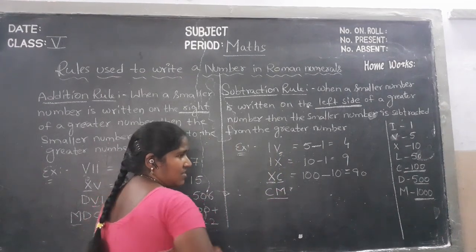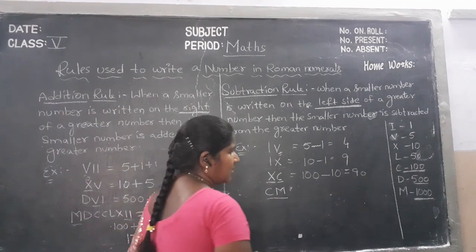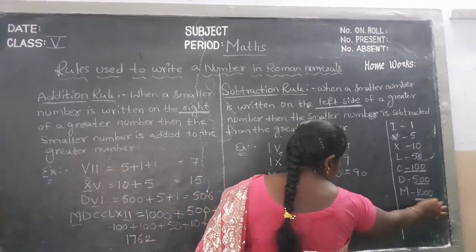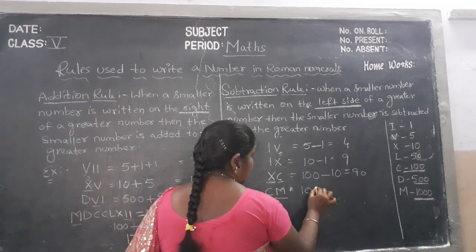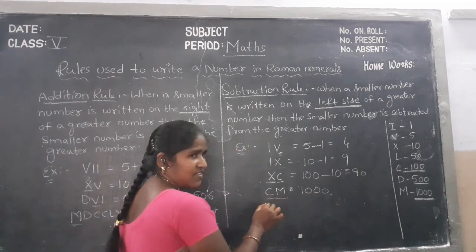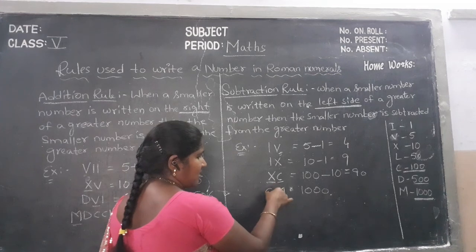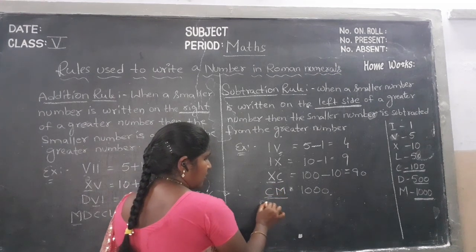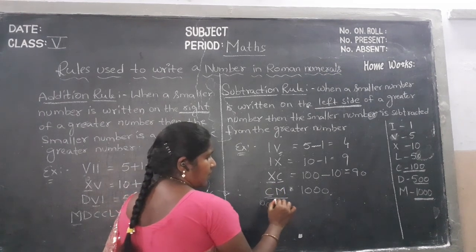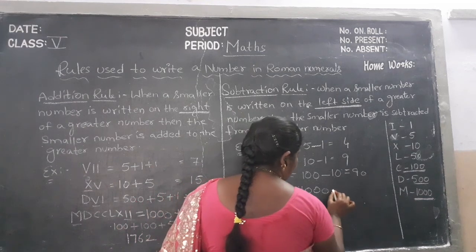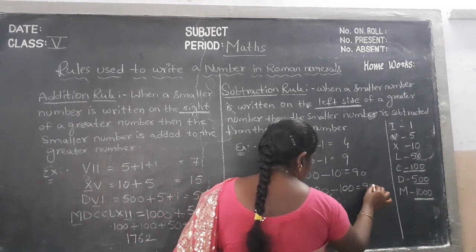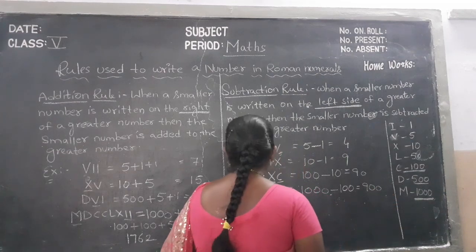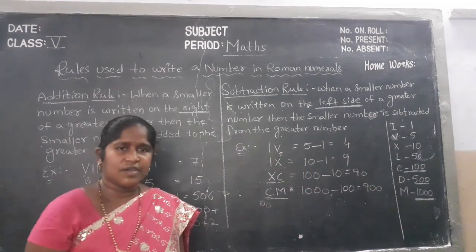One more example is there, children. M. M means what is the Arabic number? M in Roman is 1000, so write here 1000. So the smaller number is left side or right side here? Left side. So C means 100, and left side means we should subtract here. M is 1000 minus 100, so 1000 minus 100 means 900. Okay children? Copy these examples also in your notebook.